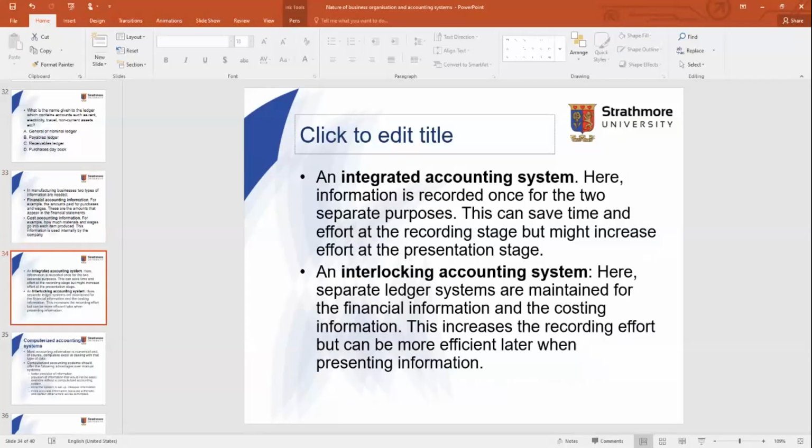Now, we have two types of accounting systems that you can follow as a company. Either we'll call it integrated or we'll call it interlocking. Most often than not, for most entities nowadays, not in the old days, they have core computer systems. Therefore, if for example you make a purchase, you don't need to record it manually. That's the world we are in.